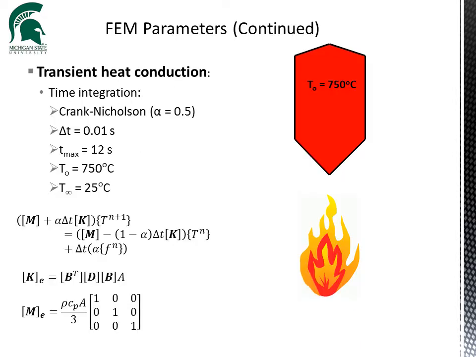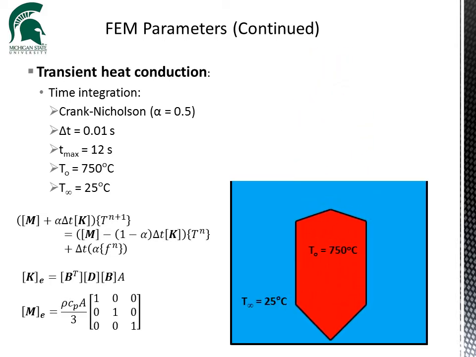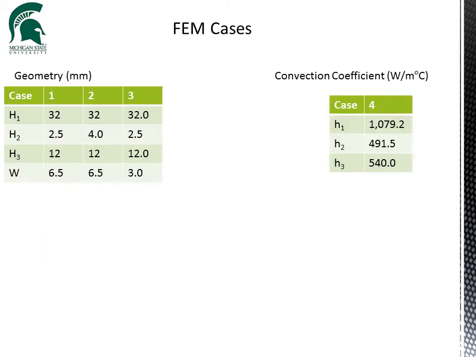Time integration is done using Crank-Nicolson by heating the sword to 750 degrees Celsius, plunging it in a bath of 25 degrees Celsius water, letting it cool to its final steady-state condition. The cases studied involved varying the height dimensions, the width dimensions, as well as the convection coefficient.